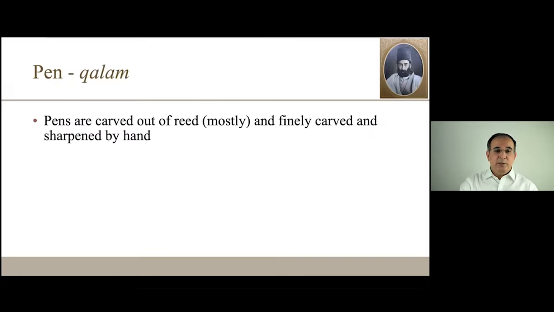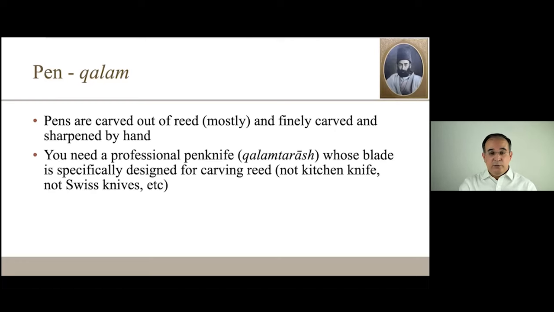When we come to the qalam, the qalams, the pens, are carved out of reed mostly, and sometimes they're made out of wood, and they're finely carved and then sharpened. So you need a professional pen knife. You need a qalam tarash. You've got a long steel blade, which is designed for carving reed. It's not a kitchen knife. It is not any kind of a Swiss knife. So you need a particular kind of qalam tarash.